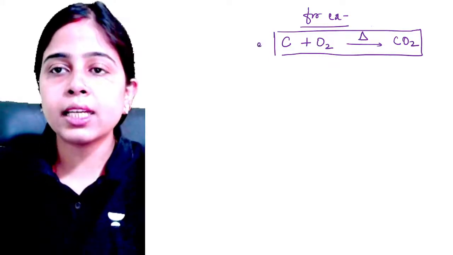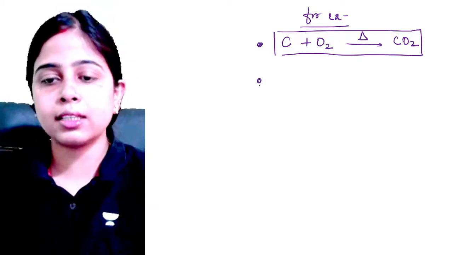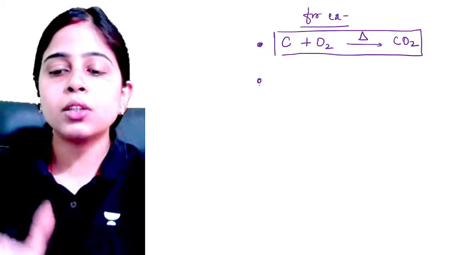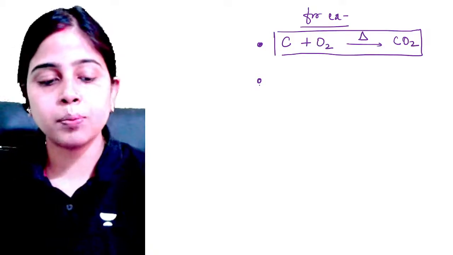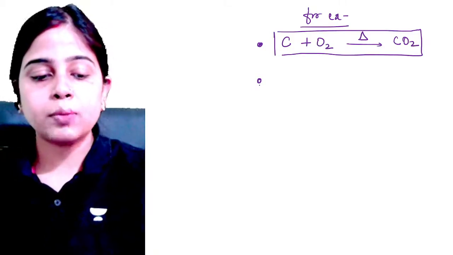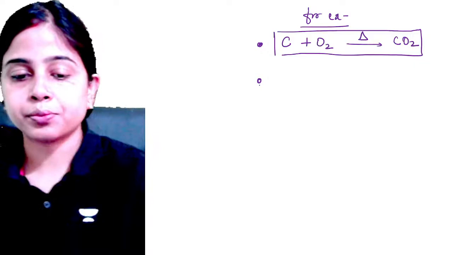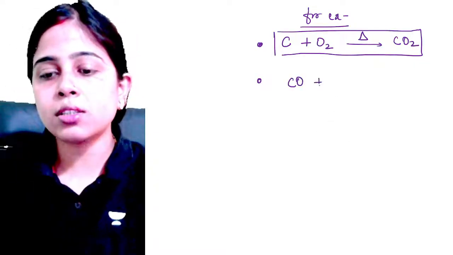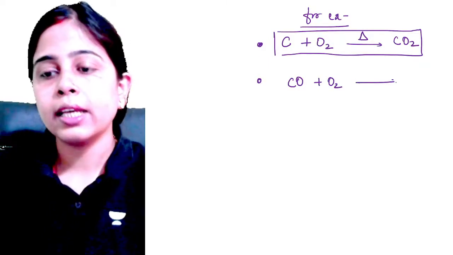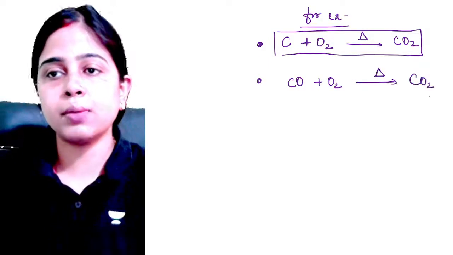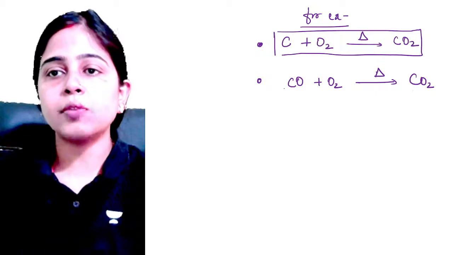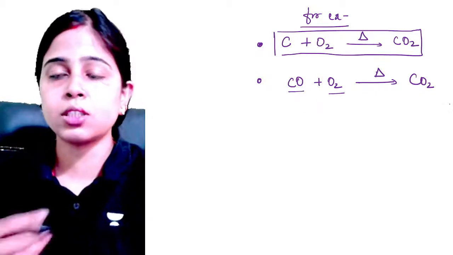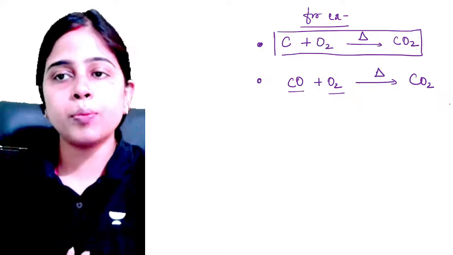Clear? Now second example we can have where an element will combine with a compound to give you a new compound. Okay, new compound as the product. So let me show you that reaction, all of you. So for example, if your carbon monoxide is combining with oxygen in presence of heat to produce carbon dioxide. So in this case, your one compound is reacting with the element to produce a compound as a product. So this is also an example of your combination reaction.